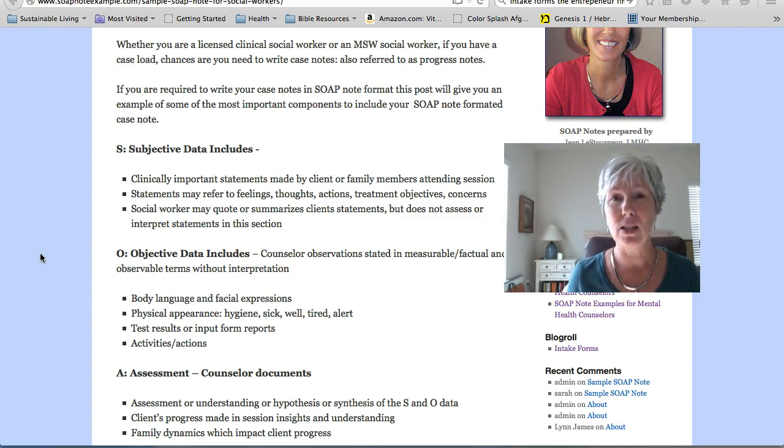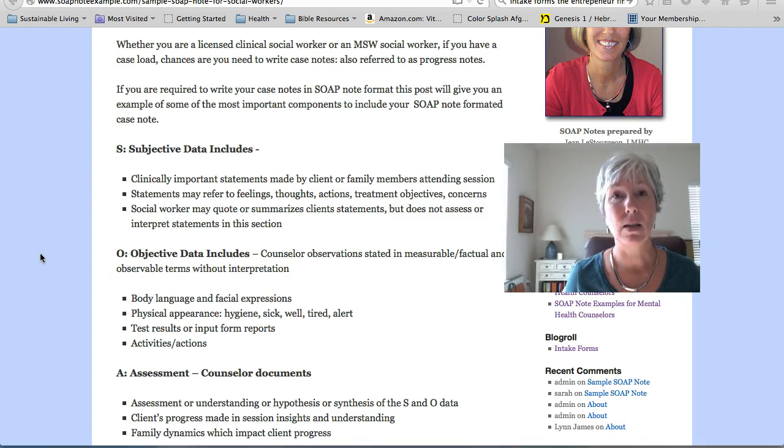The O, of course, stands for objective data, and you know what that means. It's observable, measurable, behavioral observations, right? So you're really focusing on what's factual, what's tangible. You can include body language and facial expressions and things like that in this section if it's pertinent to the treatment plan and your client's overall progress.